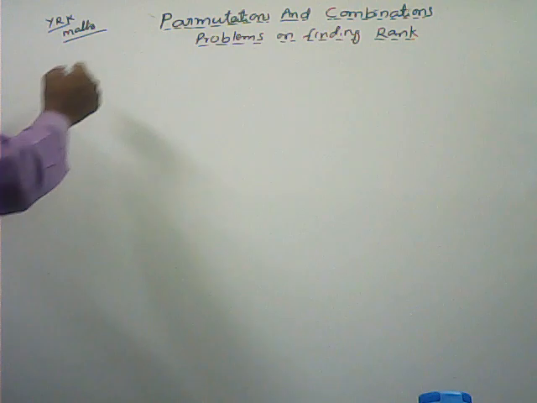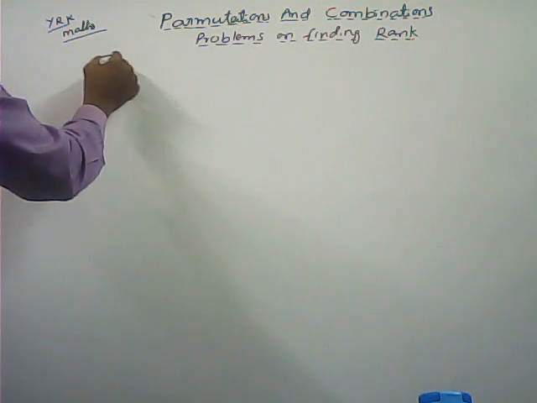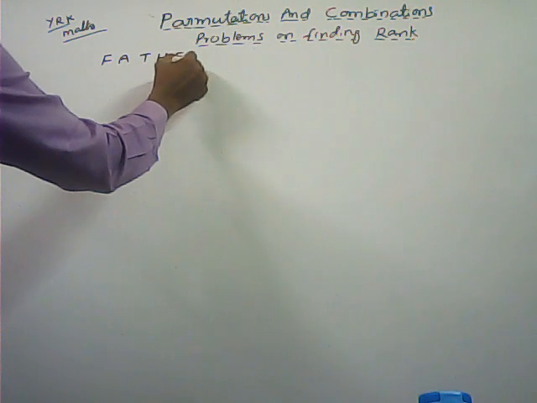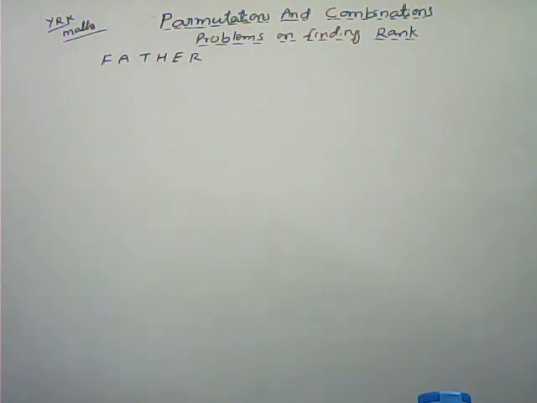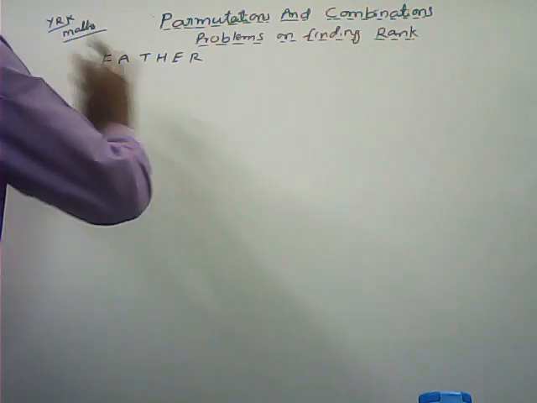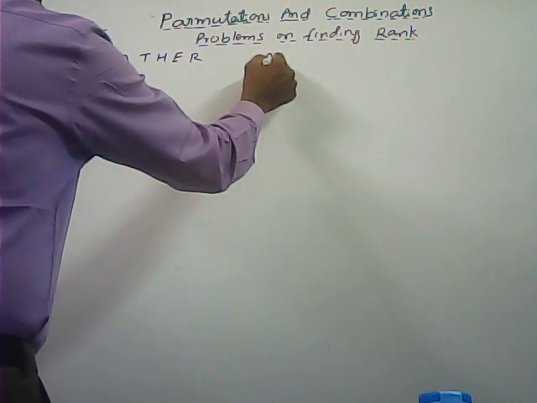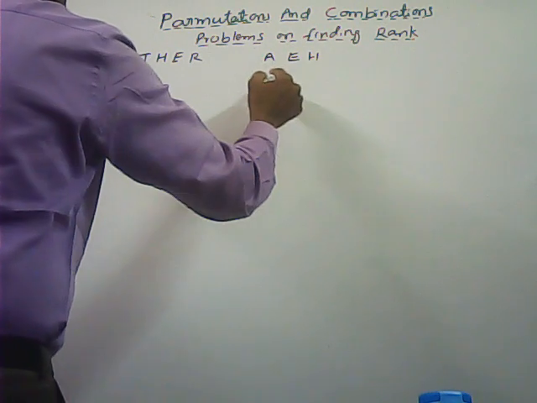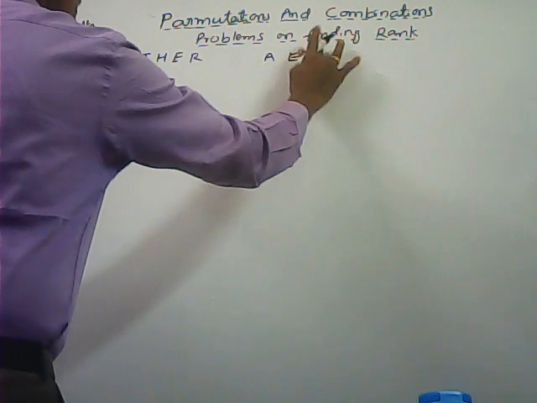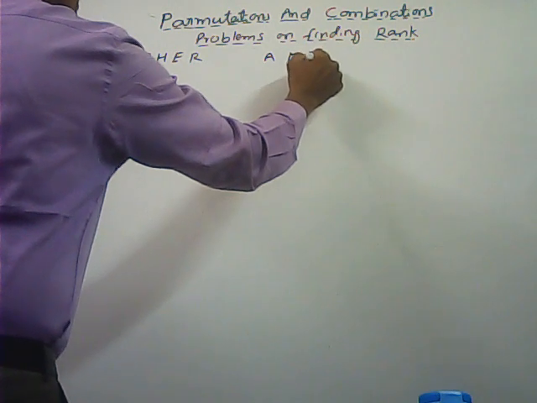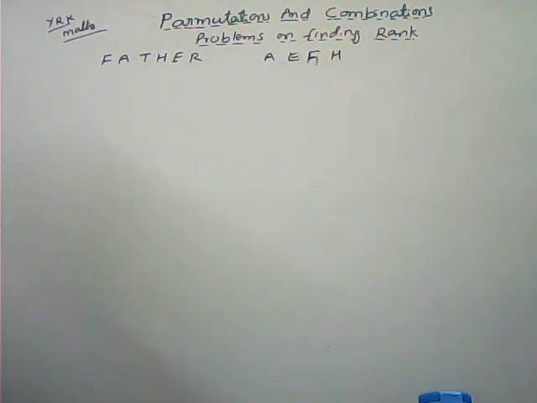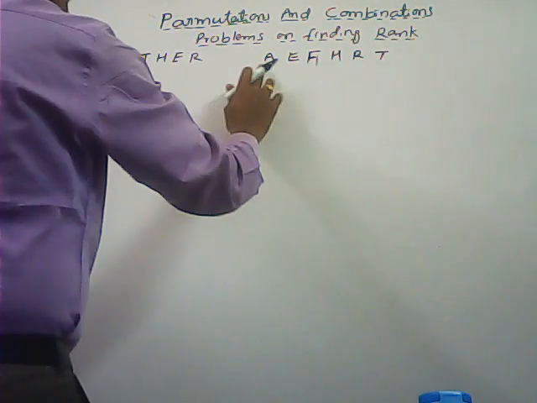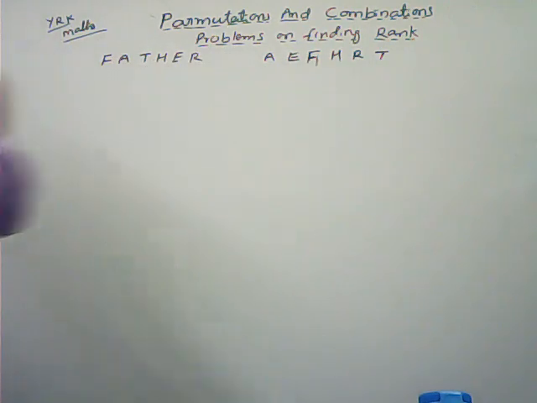Next I am finding the rank of the word F-A-T-H-E-R, father. Either father or mother, the same type only. Everything we can do in the same way. Here if I write in the alphabetical order A, B, C, D, E, F, G, H. 1, 2, 3, 4, 5, 6. Here also 6 letters are there.